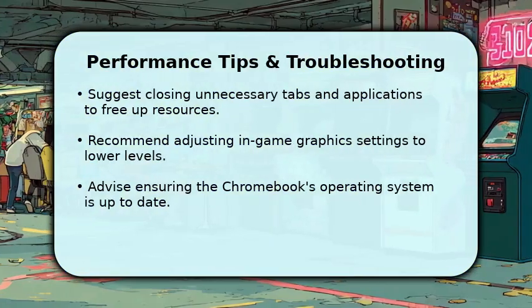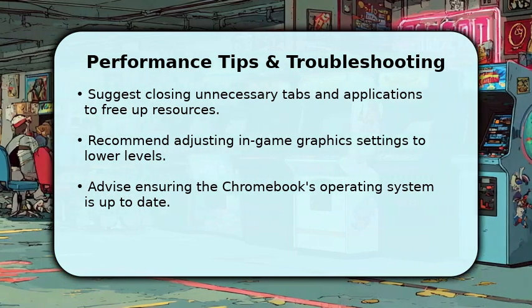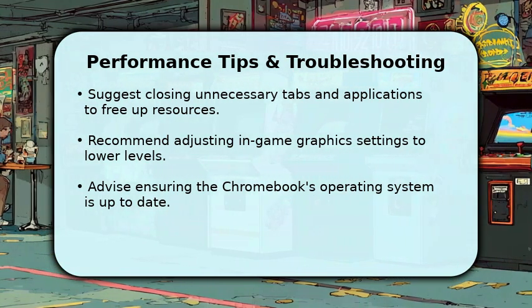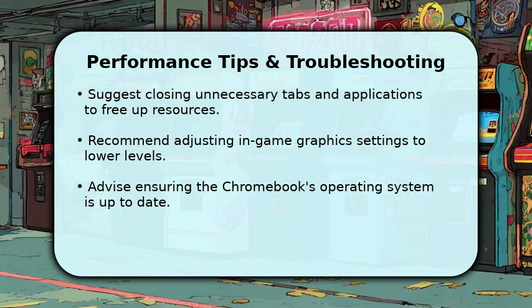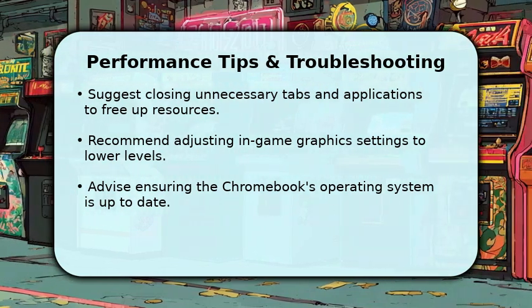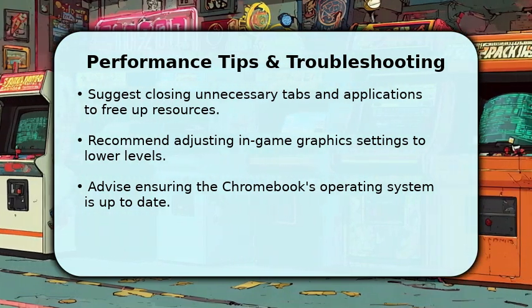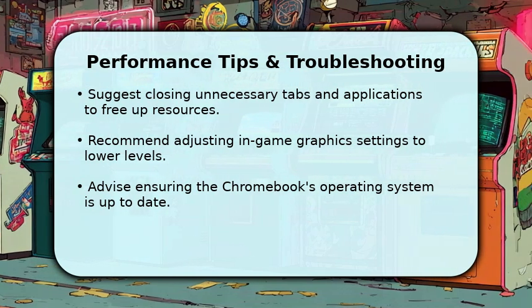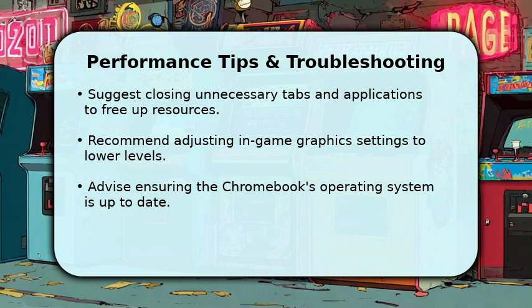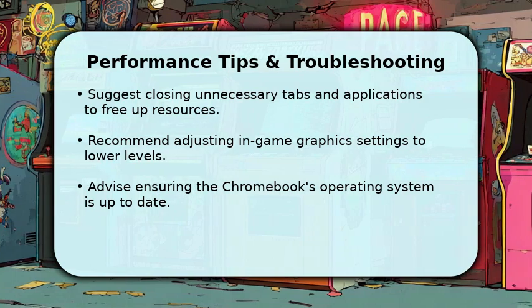To enhance your Roblox experience, consider a few performance tips. First, close any unnecessary browser tabs or applications running in the background to free up system resources. Second, within Roblox, navigate to the in-game settings and lower the graphics quality. This can significantly improve frame rates on less powerful Chromebooks. Finally, ensure your Chromebook's operating system is up to date and always check your internet connection for consistent speeds, ideally above 100 megabits per second for competitive play.